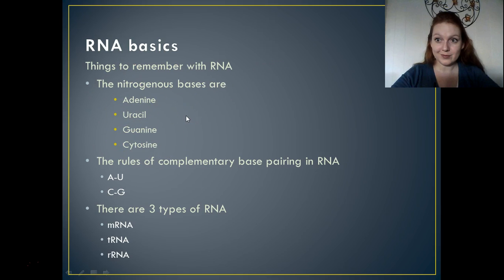You don't see thymine, you see the addition of uracil. Okay, so it's A, U, G, and C. And then, therefore, the rules of complementary base pairing in RNA, it's A to U and C to G. So the way I think about it is that you eat apples, cars always park in the garages.